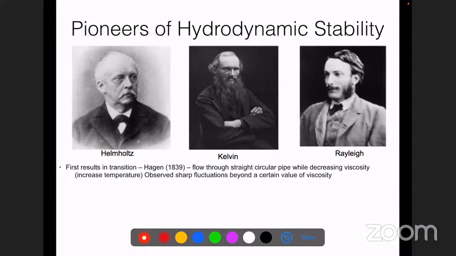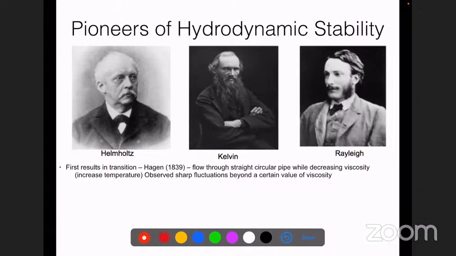We all have learned about Hagen-Poiseuille flow when we learned fluid mechanics. And Hagen's calculation was probably one of the first results in transition. You see some sharp fluctuations beyond a certain value of viscosity. The way he was looking at it was, viscosity is a function of temperature, and if you keep decreasing viscosity beyond a certain decrease, you start seeing some sharp fluctuations. Not very quantifiable experiments, but nonetheless, a question being asked: when would something start becoming unstable?